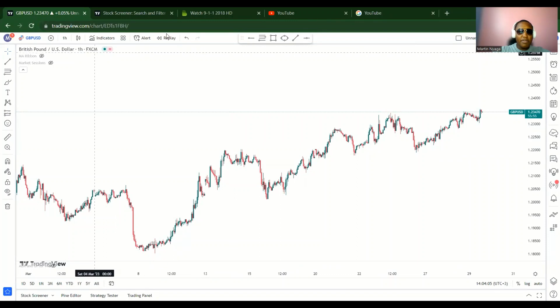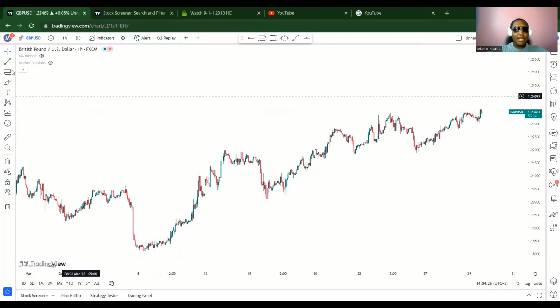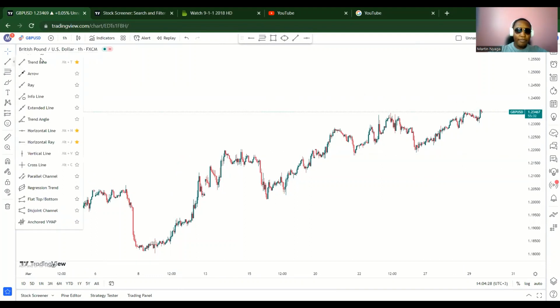Support and resistance levels are levels in the market where price reacts, bounces, or is held. These are prices in the market where price is either supported or resisted. If it is resisted, it cannot go up. All right, so this is an example.